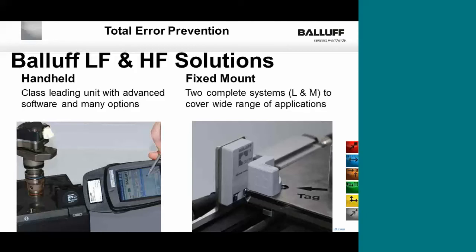In low frequency and high frequency, we have two families, the L system and the M system, and they cover a wide range of applications. There's a huge selection of different types of read-write heads, with different capabilities, reading only or doing both reading and writing, and there's a large selection of different types of tags depending on your customer's application.